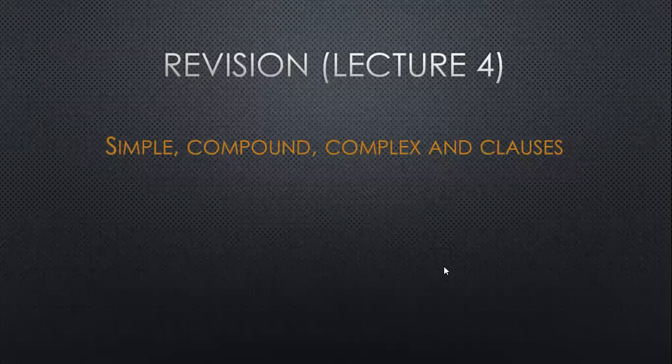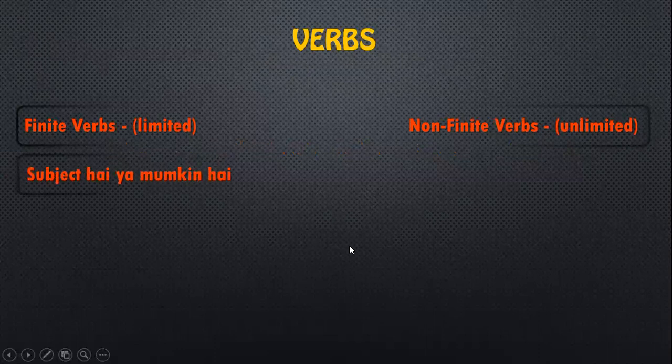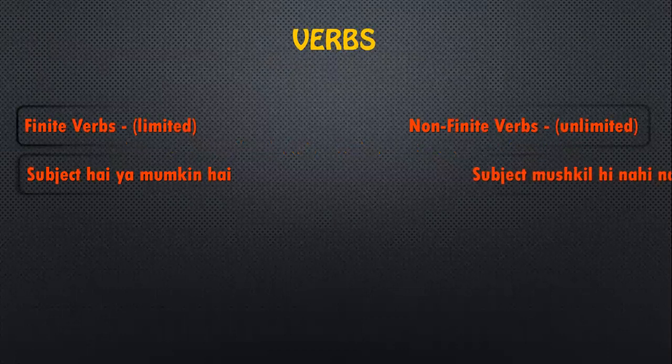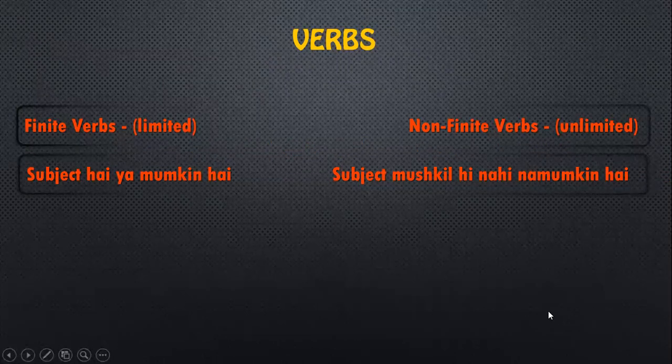So we are starting up again with revision lecture 4, that is simple, compound, complex, and clauses. Let's have a quick recap about verbs. Verbs are of two types, finite verbs and non-finite verbs, right? Finite verbs have this golden rule: subject hai ya mumkin hai. And on the other hand, we say non-finite verb says subject मुश्किल ही नहीं, नामुमकिन है, right?